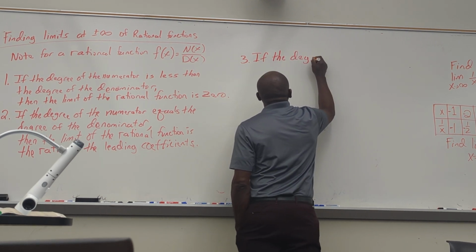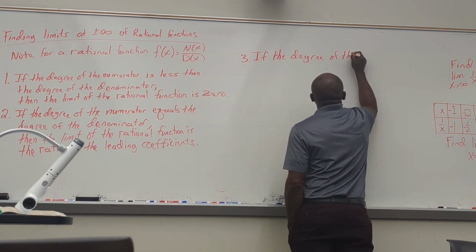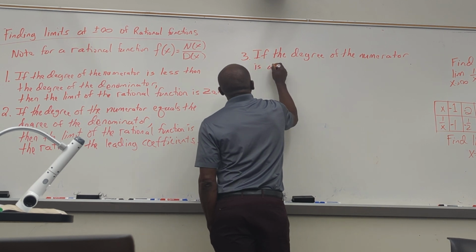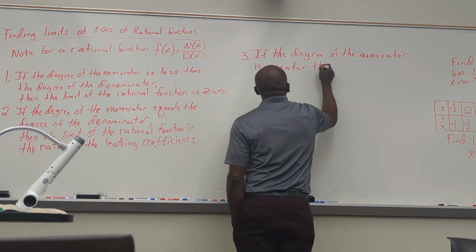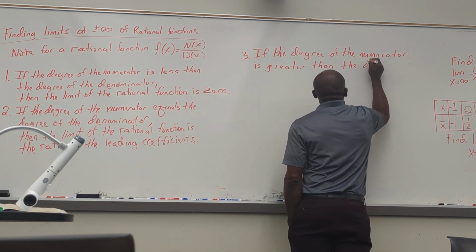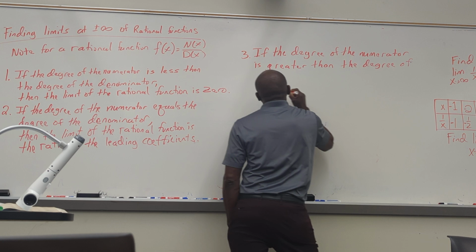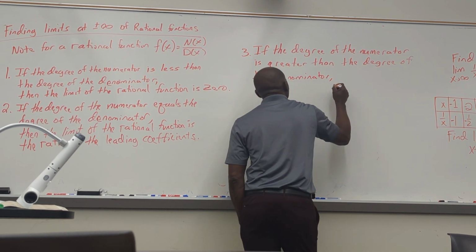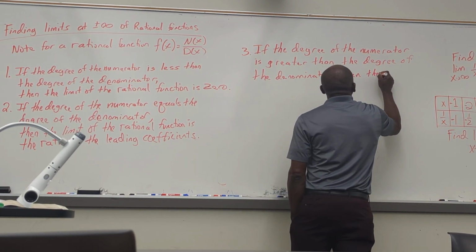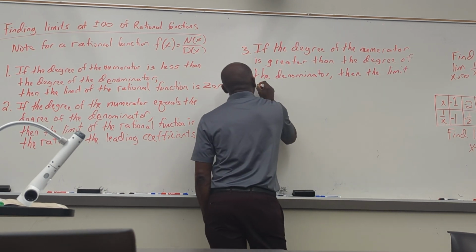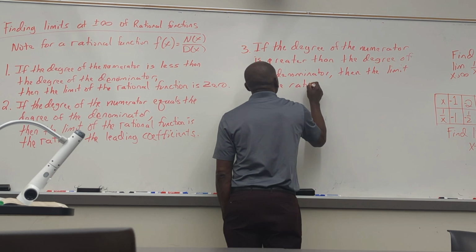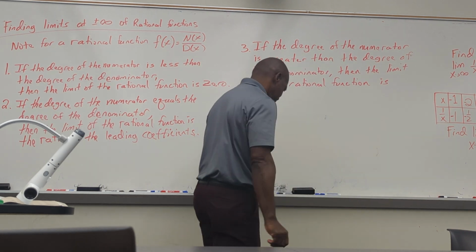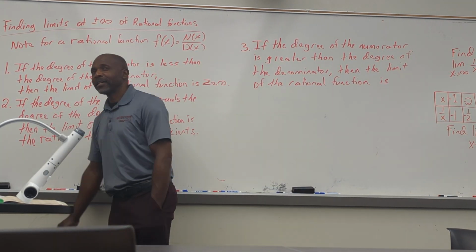the degree of the numerator is greater than the degree of the denominator, then the limit of the rational function does not exist.